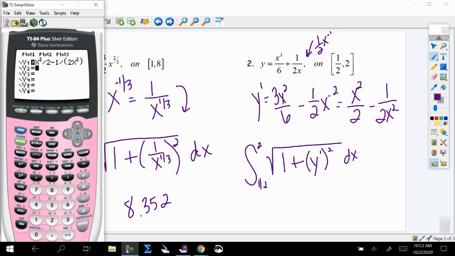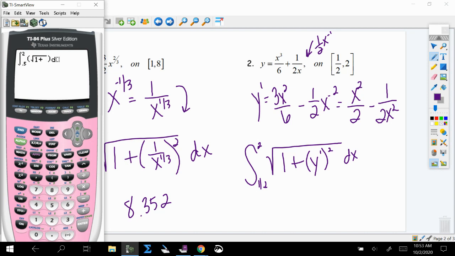So that is my y prime that I need to square. And I'm going to show you how I'm going to use it in that spot. So I'm going to get out of that and I'm going to go to Math 9 and start my definite integral. So I'm going from 1/2, which is 0.5, to 2. And then it's the square root of 1 plus.